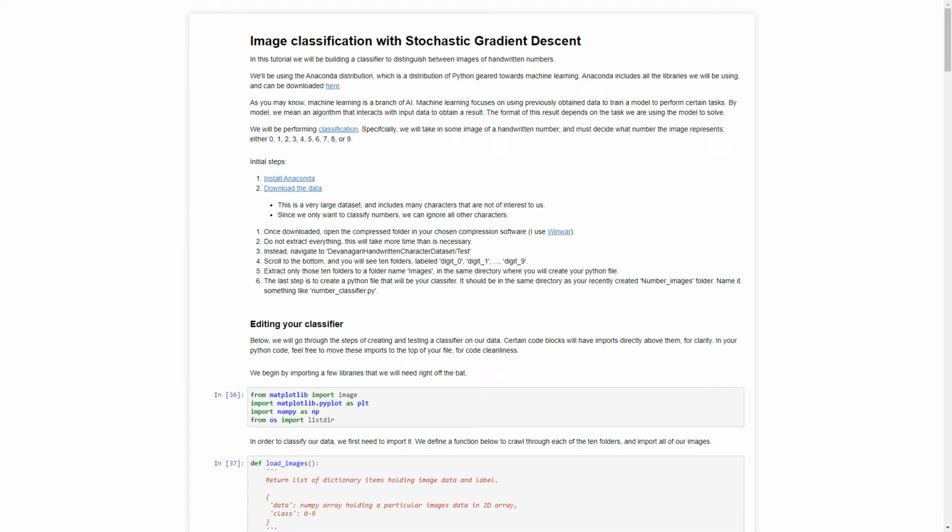Hi everyone. So for my project, I made a classifier for handwritten digits using stochastic gradient descent. The overall idea for my project was to show that with today's libraries and packages, image classification can actually be easy. Anyone can do it. It doesn't have to be terribly difficult.